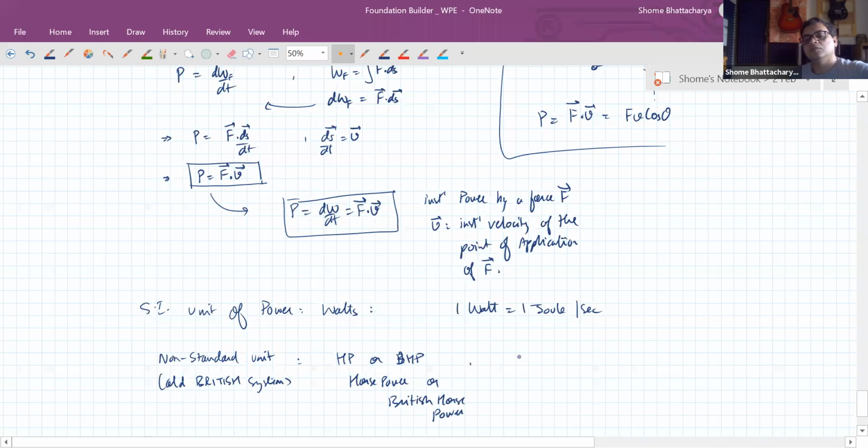Where one British horsepower is nearly 746 watts. Okay, but this is not really used for our purpose in mechanics much. This is the unit that we use. This is just out of your general knowledge.